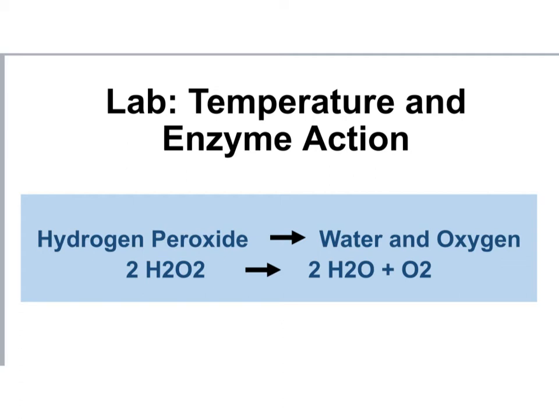Hi everyone. In this lab, we're going to be looking at the effect of temperature on enzyme action, and we're going to be using a reaction where hydrogen peroxide goes through a decomposition reaction to break down into water and oxygen. Hydrogen peroxide is a toxic byproduct of metabolism, and if the cell does not break it down quickly, it is going to kill the cell. So cells have an enzyme to help do this quickly, and that is called catalase.